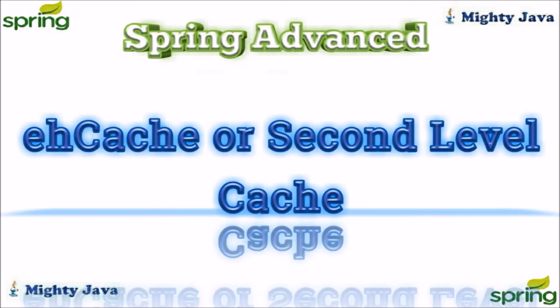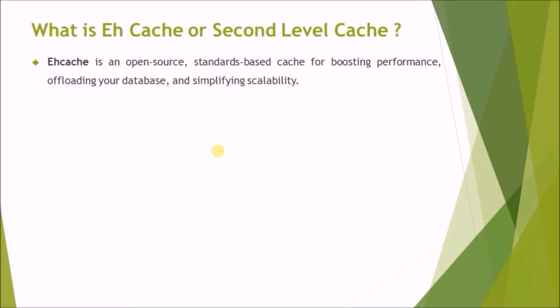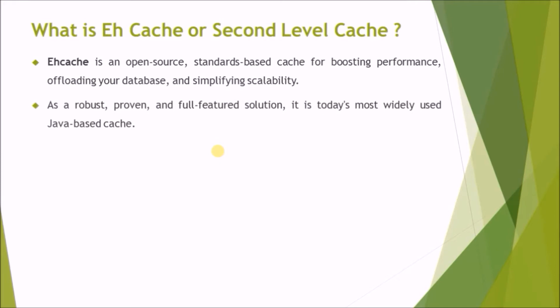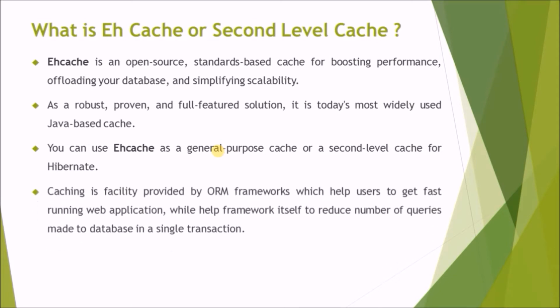We will learn about Ehcache. What is Ehcache or second level cache? Ehcache is an open standards-based cache for boosting performance, offloading your database, and simplifying scalability. As a robust, proven, and full-featured solution, it is today's most widely used Java-based cache. You can use Ehcache as a general-purpose cache or a second-level cache for Hibernate.